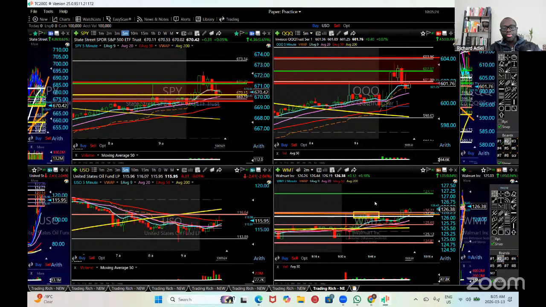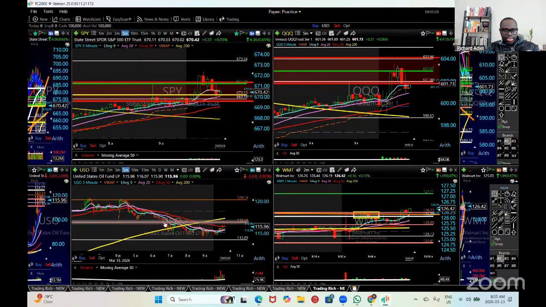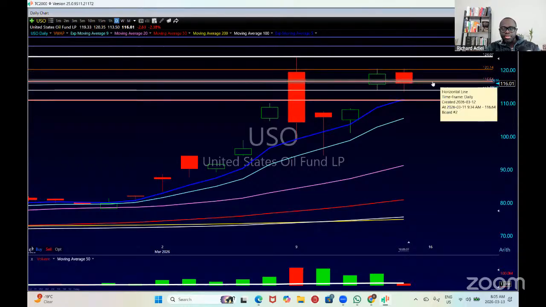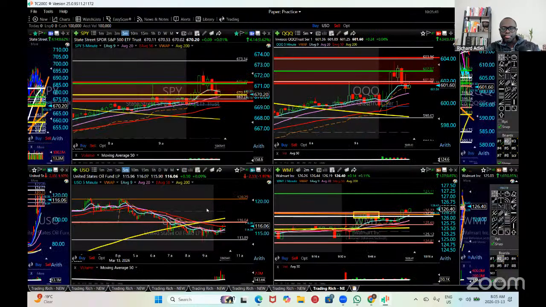All right, looks like the bulls want to step in here because oil is pulling back. Oil came to, I didn't mark the oil level. This one from yesterday. What's that level? Okay, just came here to this area.